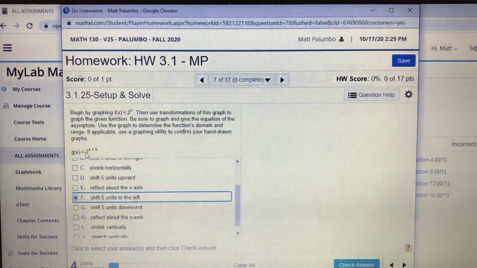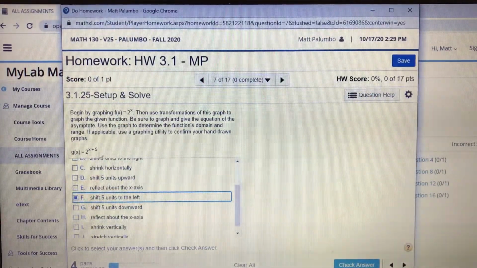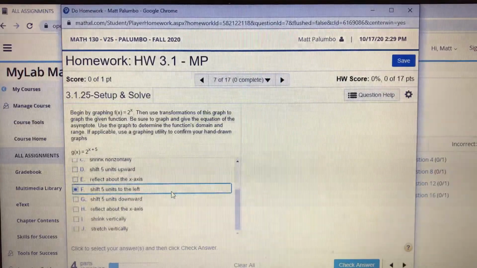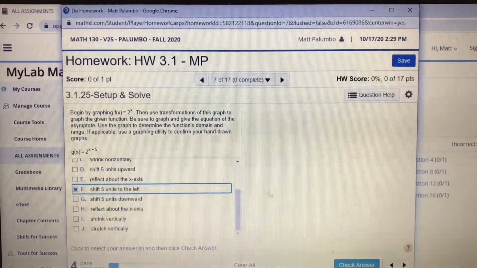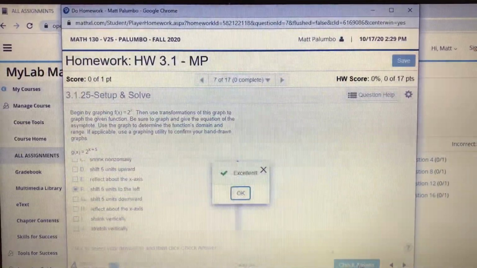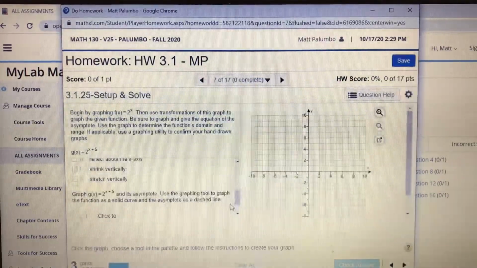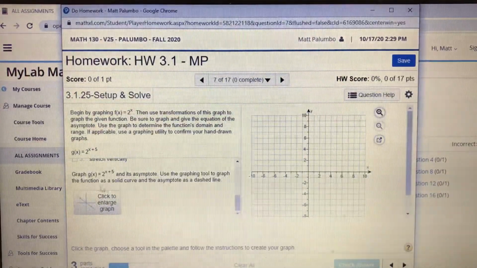And that's the only thing happening here. I don't have a negative in front. I don't have a plus out here. So we're going to shift 5 units to the left. Let's check our answer down here. Check answer. Excellent. Okay, now we have to graph it.